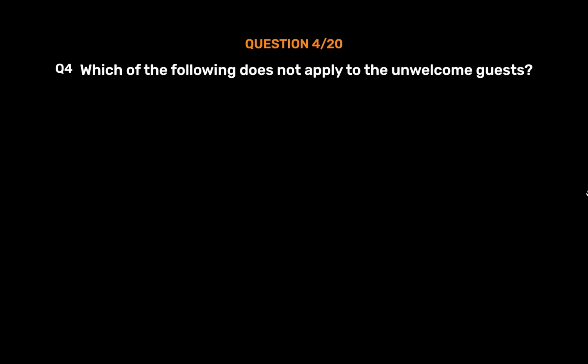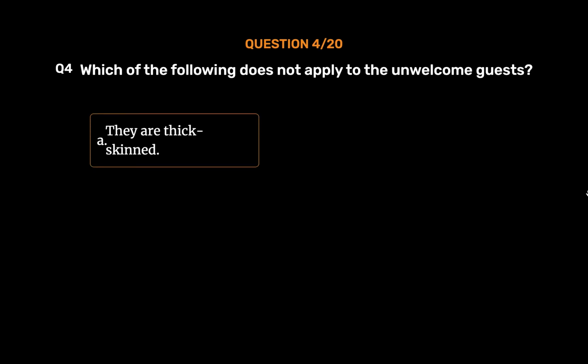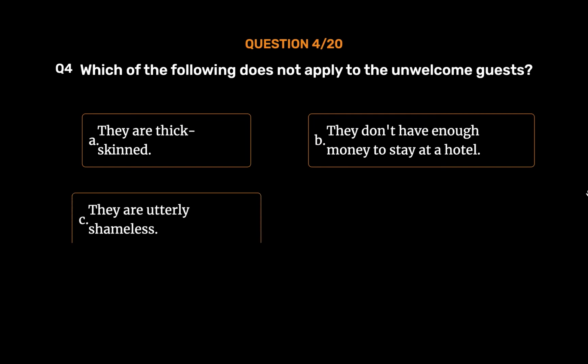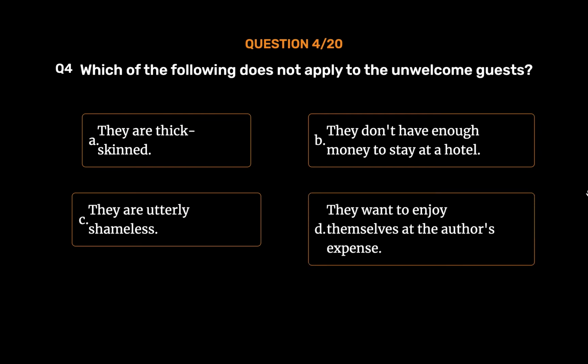Question number 4. Which of the following does not apply to the unwelcome guests? Option A. They are thick-skinned. Option B. They don't have enough money to stay at a hotel. Option C. They are utterly shameless. Option D. They want to enjoy themselves at the author's expense. The correct answer is Option B. They don't have enough money to stay at a hotel.